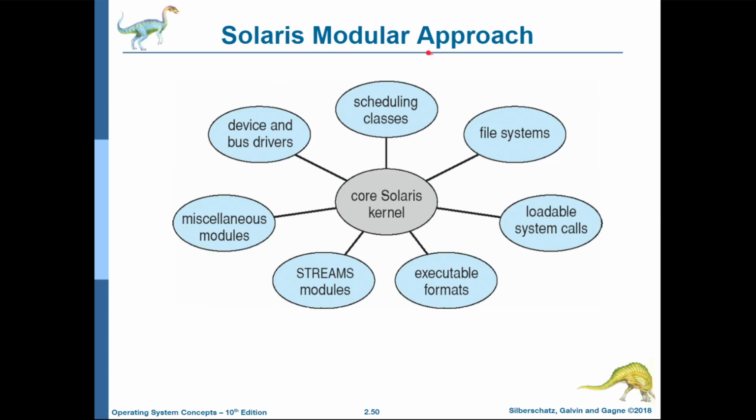And you can see the modular approach here of this diagram for the Solaris kernel, where there are various file systems, executable formats, devices and bus drivers. You have different ways of scheduling processes. All of these are modular to the Solaris kernel. The Solaris kernel itself doesn't do much more than load modules and then have the modules communicate to each other.